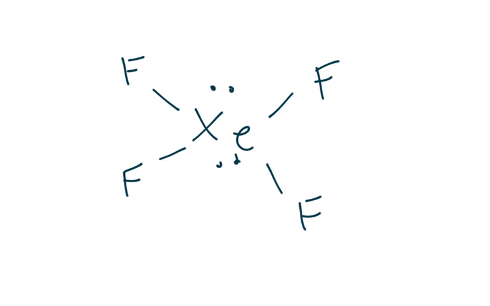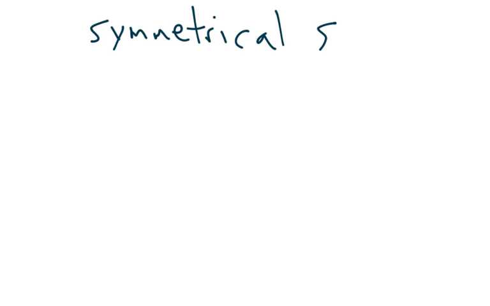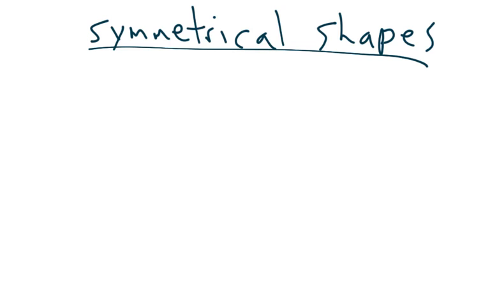And you can see, I didn't bother putting the lone pairs around the fluorines, but you could see how this ends up being nonpolar due to the symmetry. Okay? So when you look at symmetrical shapes, we can make a list here. These shapes, as long as all the atoms around the central atom are the same, they have to be identical, they're always going to be non-polar.